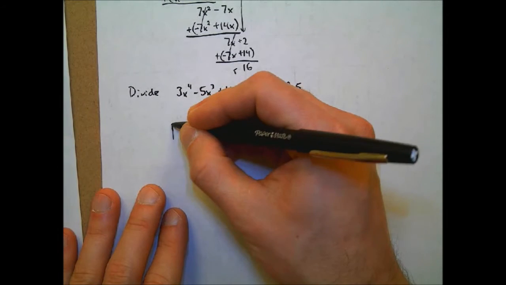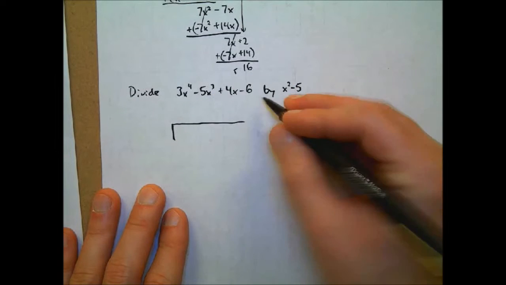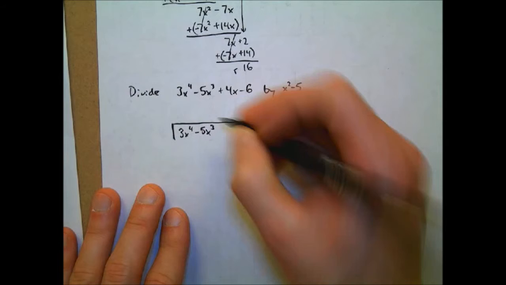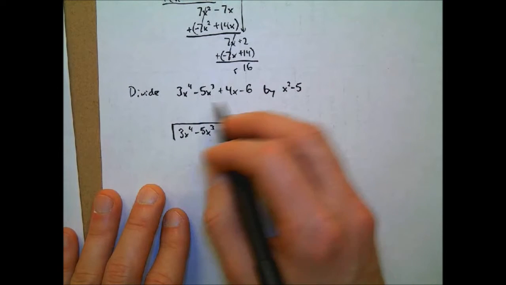Well, I'll put in the 3x to the fourth here, minus 5x to the third. How many x squared terms do we have here? What quantity? What number quantity?